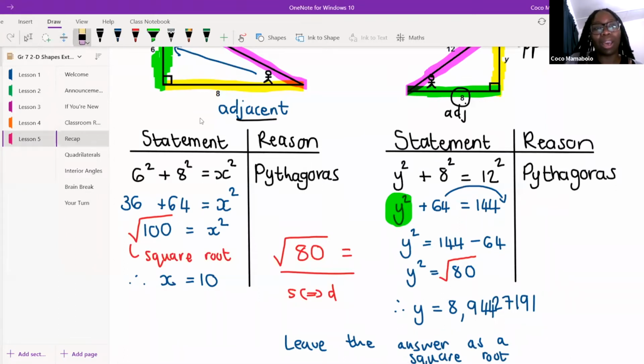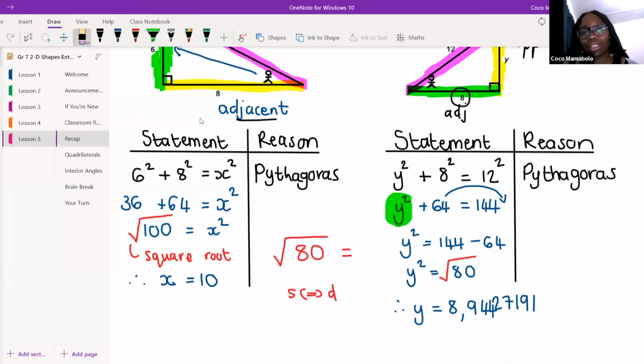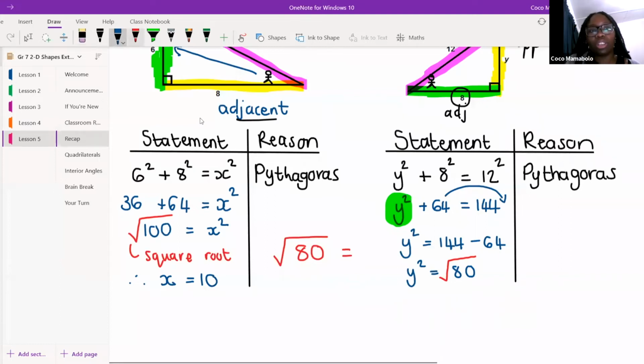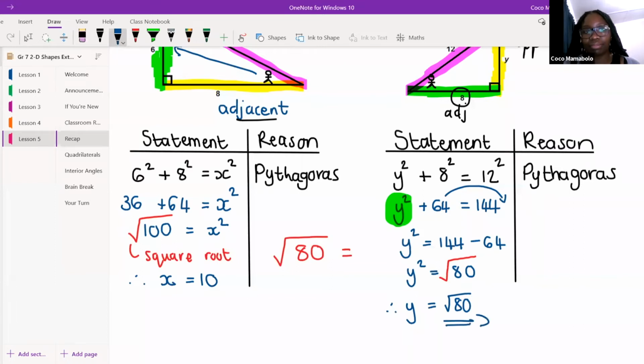Now, what I mean by that is, if your calculator comes back and you click this button, and your calculator just writes the square root of 80, then that's the answer you leave it as. You just go, therefore, y is equal to the square root of 80. This is the final answer. Don't try and be fancy or anything. Leave it exactly the way it is.